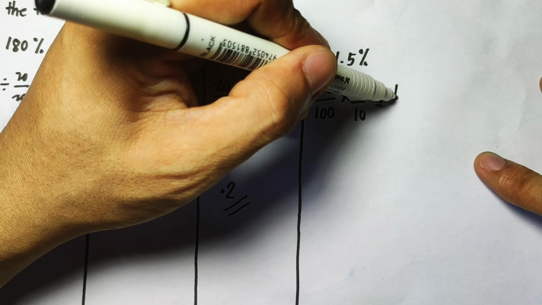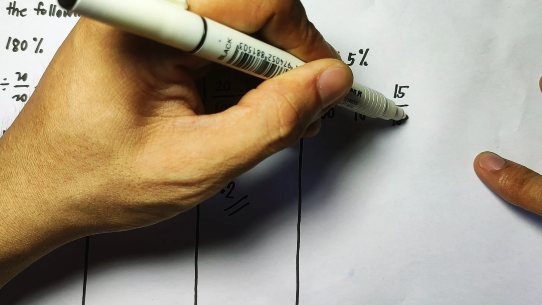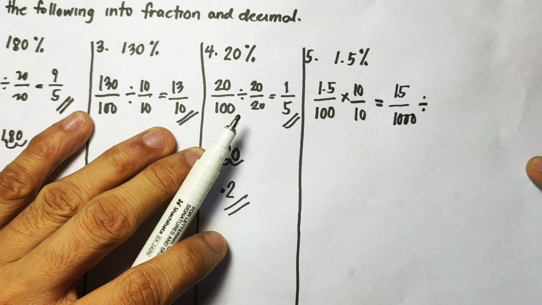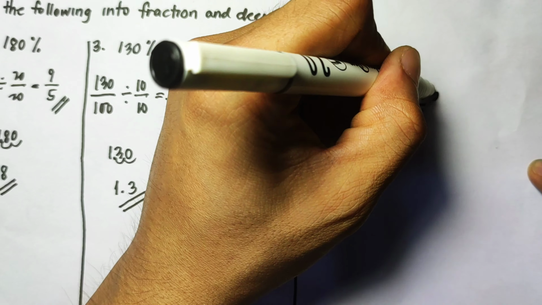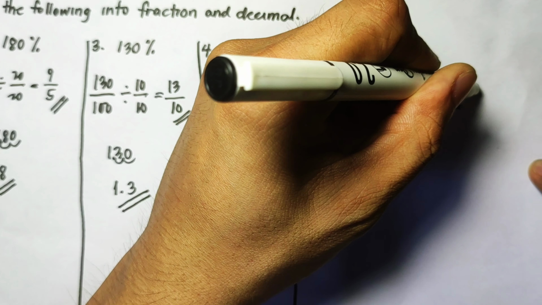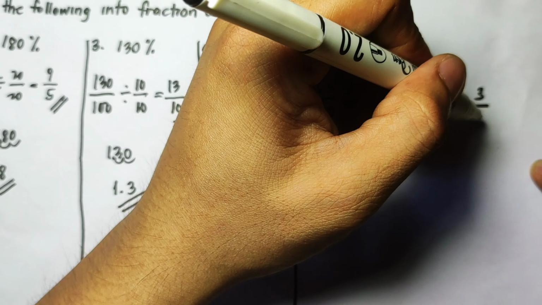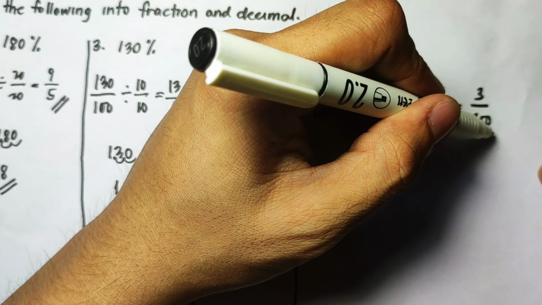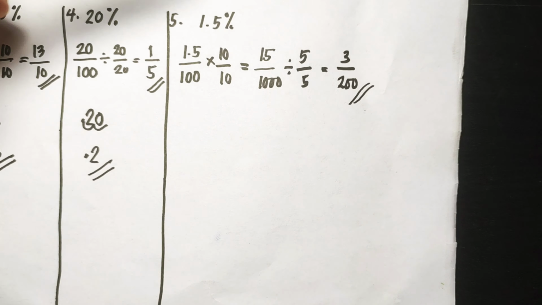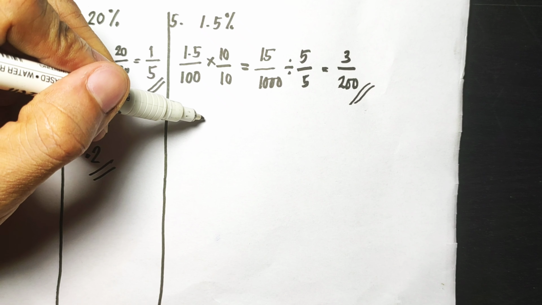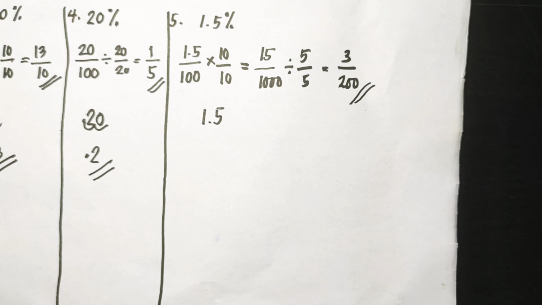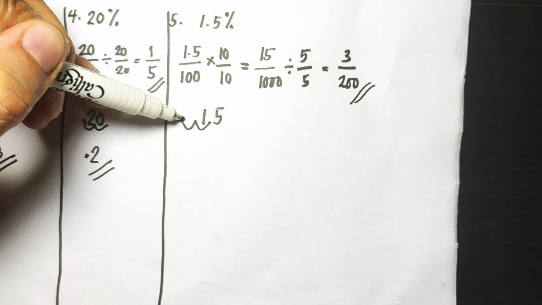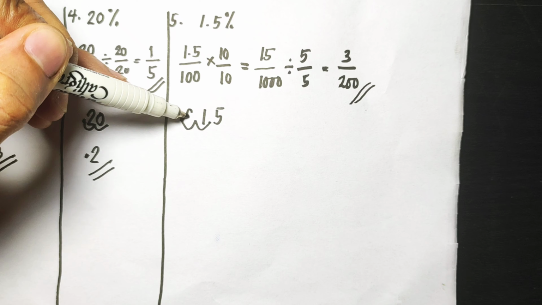Multiplying it, that is 15 over 1,000. Okay, so simplify. Reduce to its lowest term by dividing by the GCF of 5. So that will become 3 over 200. So 1.5% is 3 over 200. And to make 1.5% in decimal, from 1.5, just move the decimal point to the left 2 times. 1 and 2, and add 0 dito.